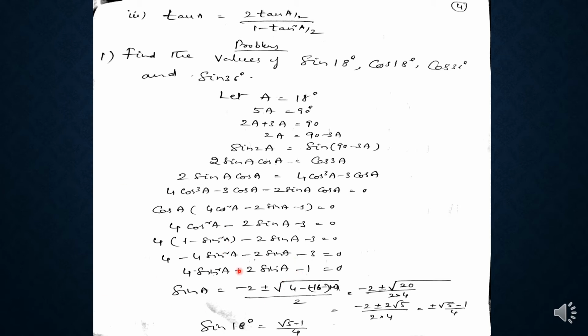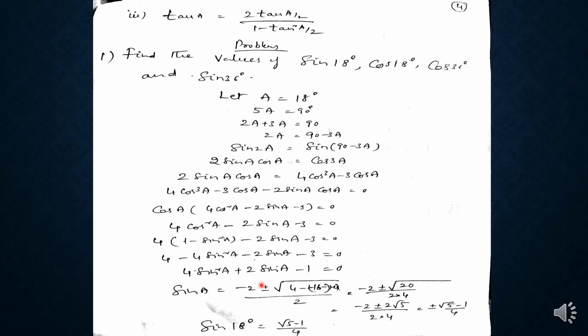So this is a quadratic equation in sin a, of the form ax square plus bx plus c is equal to 0. For that, what are the roots? What are the roots for the quadratic equation ax square plus bx plus c is equal to 0? x is equal to minus b plus or minus root of b square minus 4ac, by 2a. So that is the roots of the quadratic equation formula. So here a is equal to 4, b is equal to 2 and c is equal to minus 1.